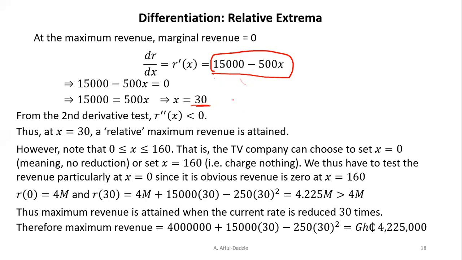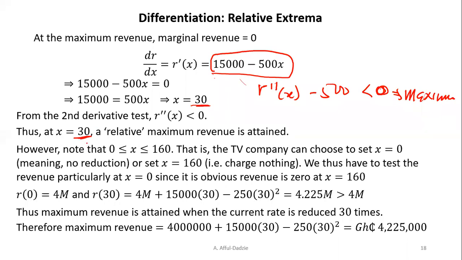If we do the second derivative test, that would be R double prime of x. In R double prime of x, the 15,000 goes away, and you're going to have minus 500, which is less than 0. So indeed, because it's less than 0, we know it's a maximum point. At that point we'll be experiencing the maximum.